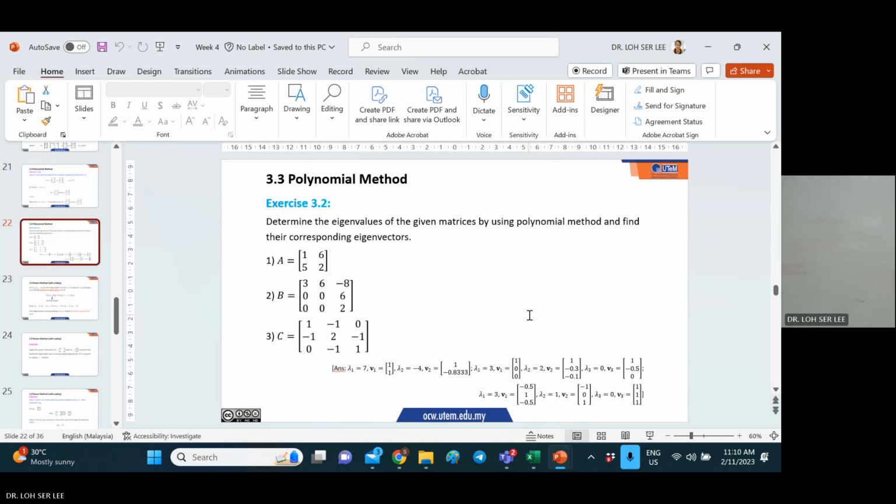For the eigenvalues, we find the determinant. All the diagonal entries minus lambda. So 1 minus lambda, -1, 0, -1, 2 minus lambda, -1, 0, -1 and 1 minus lambda. And let it be 0.